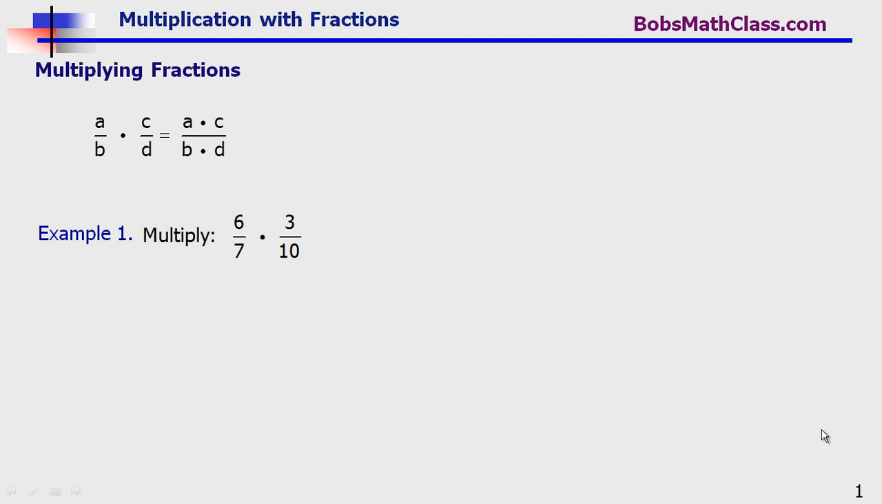Okay, here's our first example. Multiply 6 over 7 times 3 over 10. So that product is 18 over 70. But can we reduce that fraction? Yes, we can. What number goes into both 18 and 70? Well, they're both even. They both have a ones digit of an even number. So that means we could divide both of them by 2. So 9 over 35.